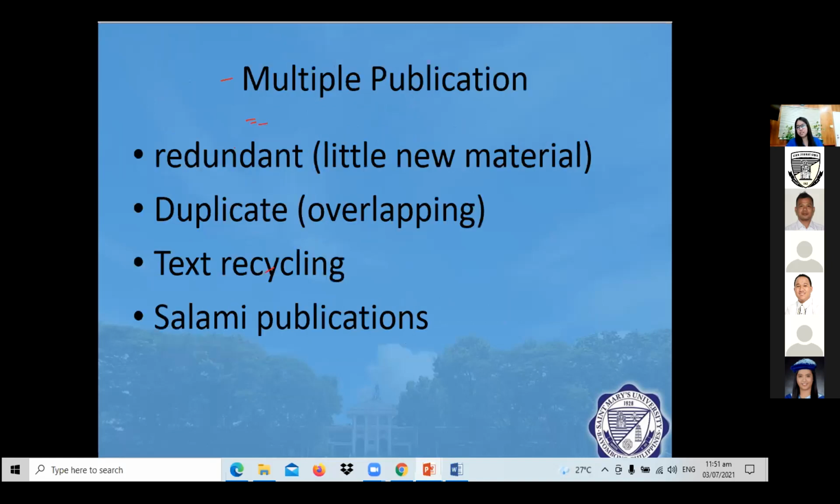Multiple publications. This is the second one. So I just chose some of the ethical issues. I will not discuss everything anymore. So for some multiple publications, we have the redundant. So little new material. So maybe you will claim that what if my passion really, for instance, for medical, their passion is to work on issues like AIDS, puro AIDS yung publication niya, AIDS lahat. Okay lang naman yun as long as hindi siya redundant.